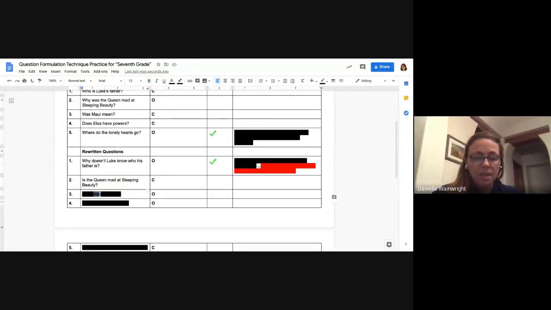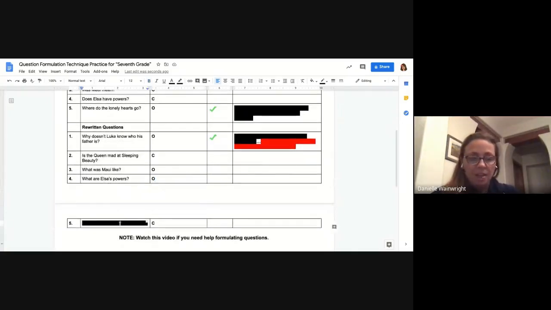Instead of was Maui mean, which was a closed question, now we're going to say, what was Maui like? Very open-ended question. Well, he was a little bit of this and a little bit of that. Then instead of does Elsa have powers, it's what are Elsa's powers? Again, that's open-ended because it's more than one thing you need to say to answer that question. And finally, where do the lonely hearts go? It goes from open to closed when I change it to, do the lonely hearts go anywhere? Maybe they don't go anywhere.